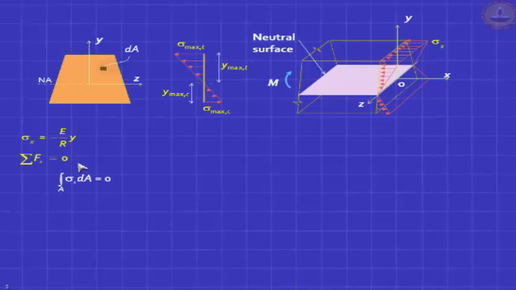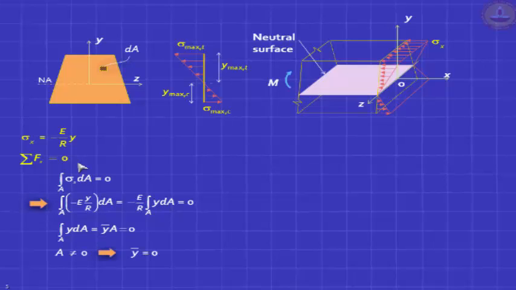That is equilibrium. If you substitute the formula for sigma x, you will get it in this form, and you can pull E by R outside the integral for the simple reason that it's a constant. Modulus of elasticity is a constant. The radius of curvature is also assumed to be a constant. And so in an equation like this, E by R obviously cannot be 0. And so integral y dA must be 0.